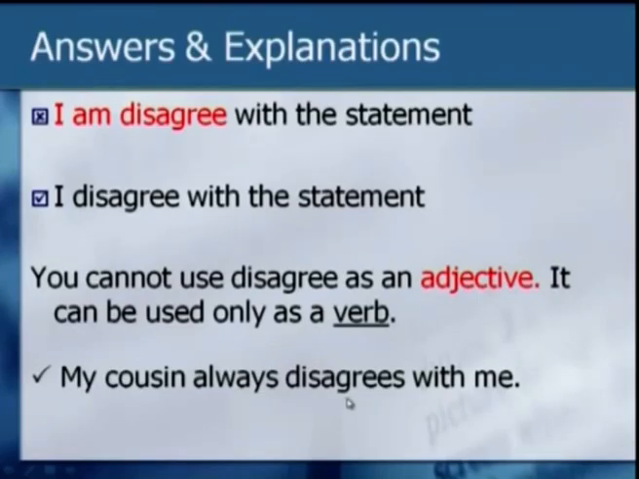A verb should always be used in the verb position. So, this is the correct form: my cousin always disagrees with me. So, remember this example, I am disagree and I disagree. I disagree is the correct form used in the verb sense. This is one major error that you frequently commit.